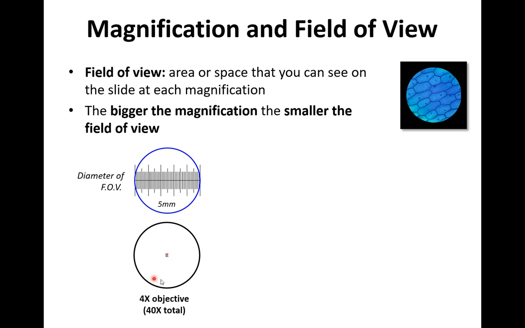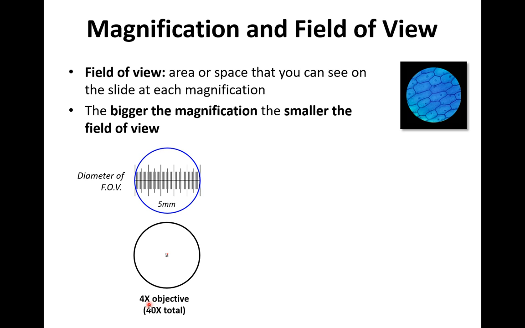So imagine you're starting here with your 4-times objective lens, and you are with a 10 times ocular lens, you will be at 40 times total magnification. And let's assume that the diameter of the field of view you're looking at is 5 millimeters. If you think about what you're doing when you are magnifying, moving to a higher power or a higher objective lens, you're actually looking at a smaller area in here.